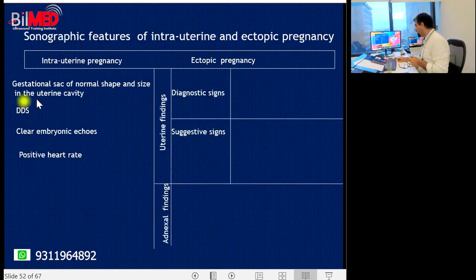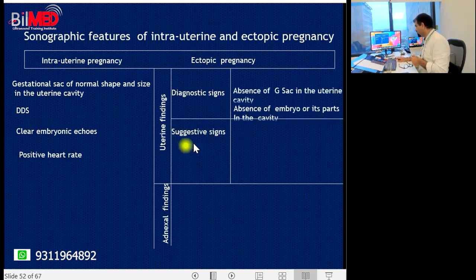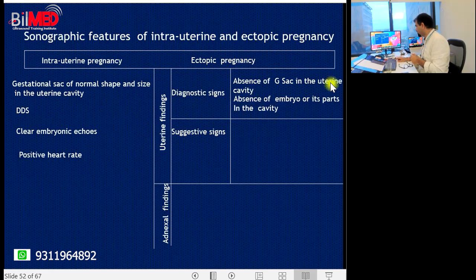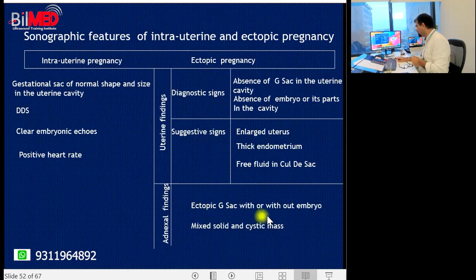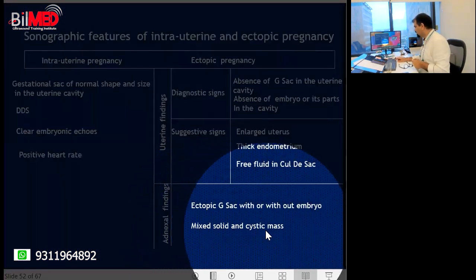But in ectopic pregnancy, we will have a set of uterine findings, which we have discussed. Some will be diagnostic, some will be suggestive. Diagnostic will be the absence of a gestational sac in the uterine cavity, and absence of the embryo or its parts in the cavity. Suggestive will be an enlarged uterus, thick endometrium, and free fluid. In adnexal findings, we'll have a gestational sac with or without embryo, but usually a mixed solid and cystic mass. This is the problem, because not always are we seeing what we are expecting, I mean the gestational sac with a fetal pole and pulsating fetal heart. Not always, but most of the time we are seeing these mixed solid and cystic structures.